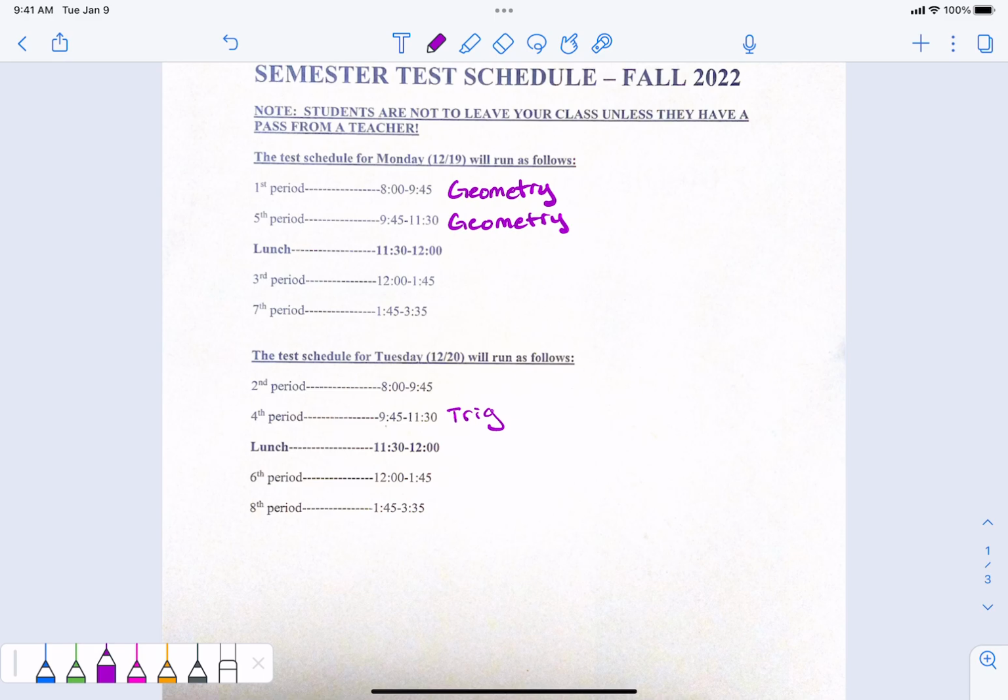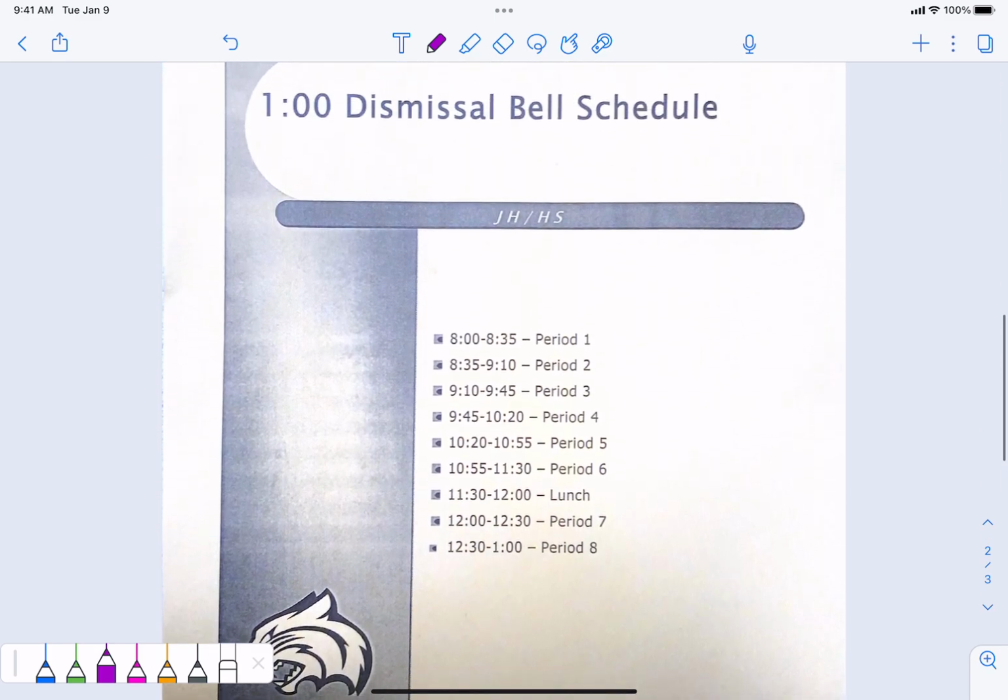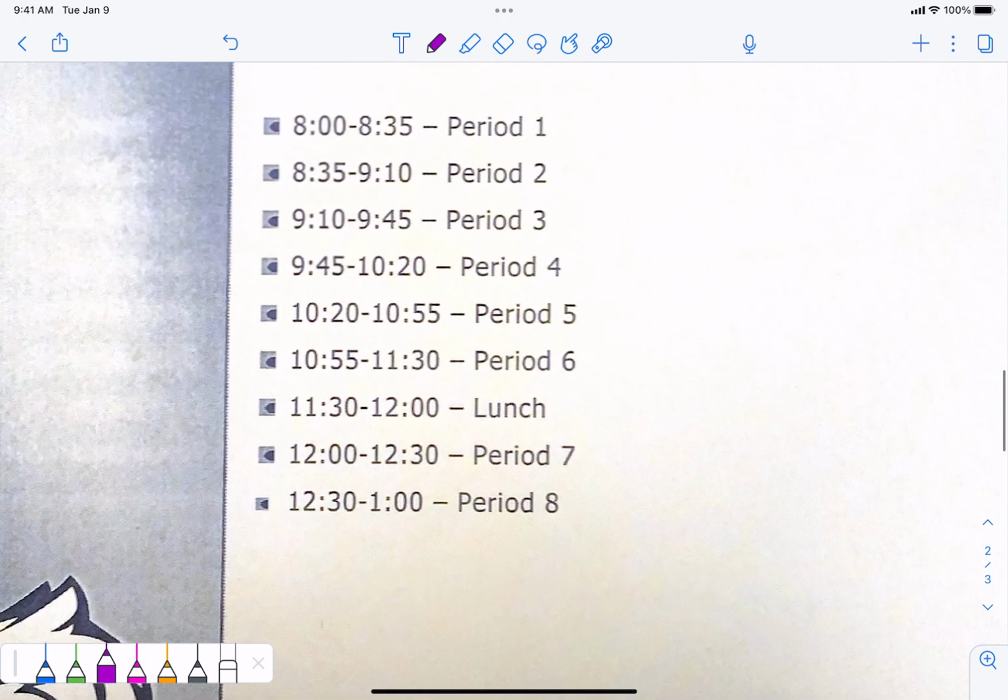So there's Trig. And then the next day, Wednesday, the schedule is the same as the day before Thanksgiving. I will have your tests graded, and I will give them back to you on that day. They can't expect me to teach you anything in that half an hour period. So we're going to play some games and do some stuff.